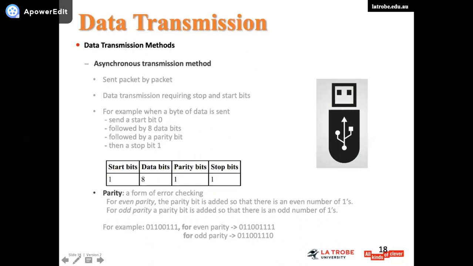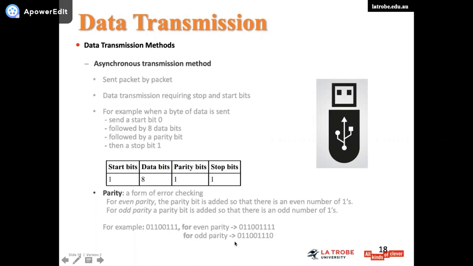If we want to do the even parity, we just calculate how many ones there are here. Since it's 5, not an even number, we put the 1 here. But for odd parity, since it's 5 ones, we should add a 0 here. Then how can we check the errors?